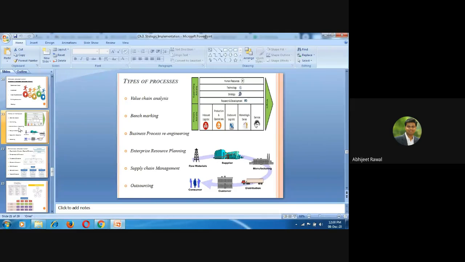Second, you have benchmarking. Benchmarking is, you can see, a standard. A standard of good quality products is manufactured and delivered to your customers or consumers. We call that a benchmark. So we have a certain benchmark. We have a certain level of standards.